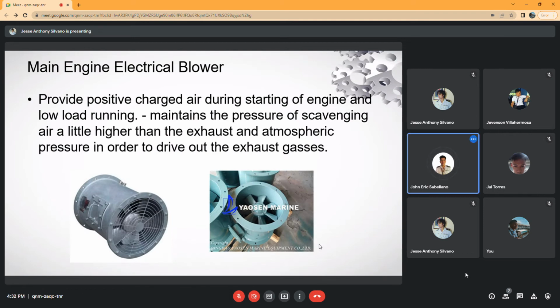The main engine electrical blower provides positive charge air during starting of the engine and low load running. It maintains the pressure of scavenging air a little higher than the exhaust and atmospheric pressure in order to drive out the exhaust gases. So it is providing positive charge while starting the engine and during low load running.